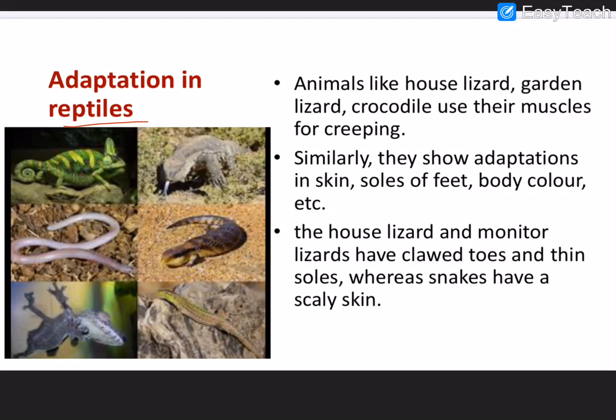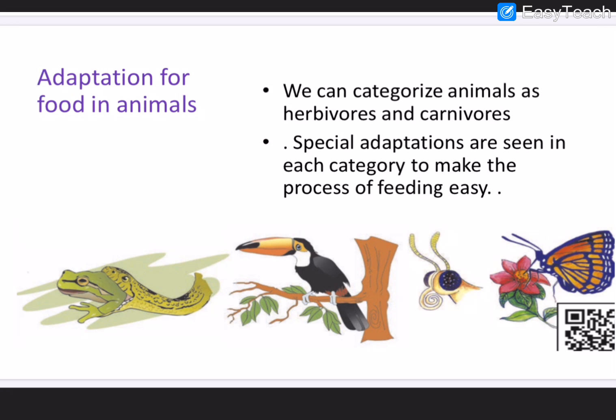The house lizard and monitor lizards have clawed toes. Clawed means, like you have seen in tigers and lions, they have clawed toes to catch prey, and thin soles, whereas snakes have a scaly skin. Snake is a reptile. Snake has a scaly skin. So these are the adaptations in reptiles.